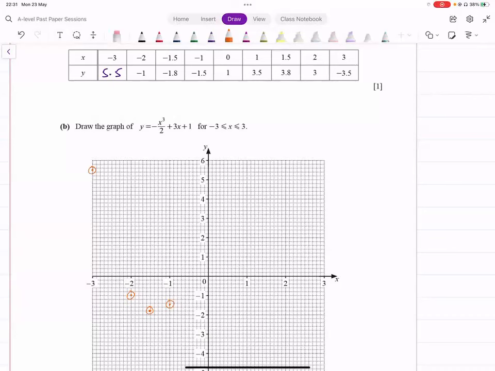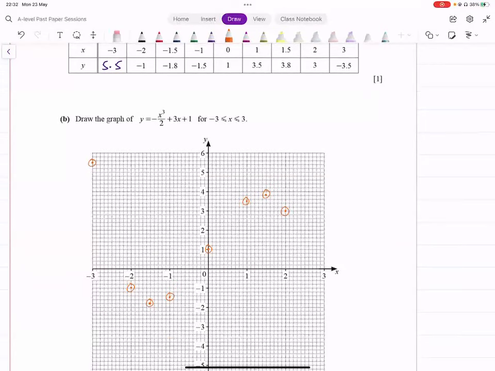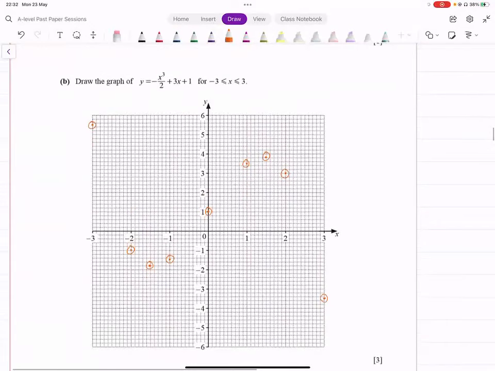0 and 1, that's right here. 1 and 3.5, that comes here. 1.5 and 3.8, 1.5 and 3.8, that should be somewhere here. 2 and 3. And finally, we've got 3 and minus 3.5. That is going to be below the x-axis. That's right here. Okay, so if all the points are plotted correctly, you at least get 1 mark for that.